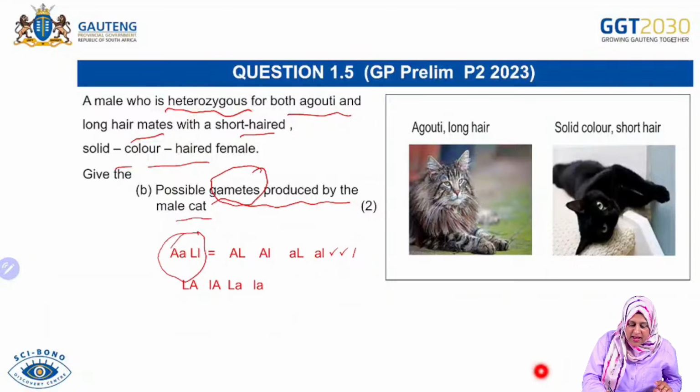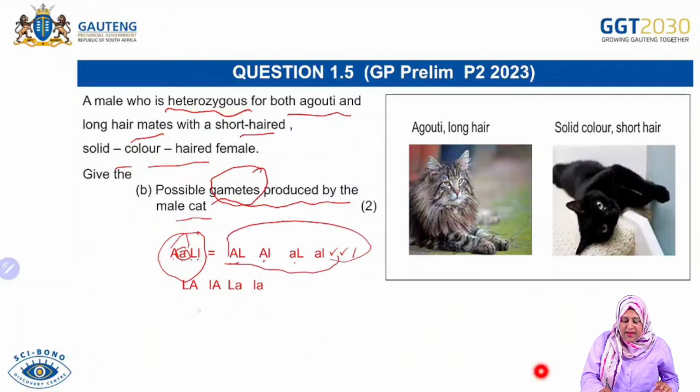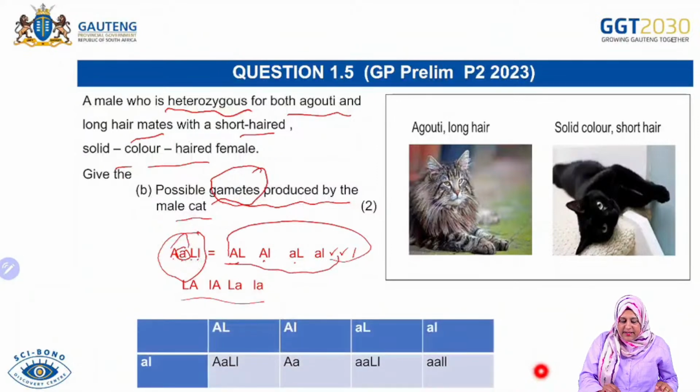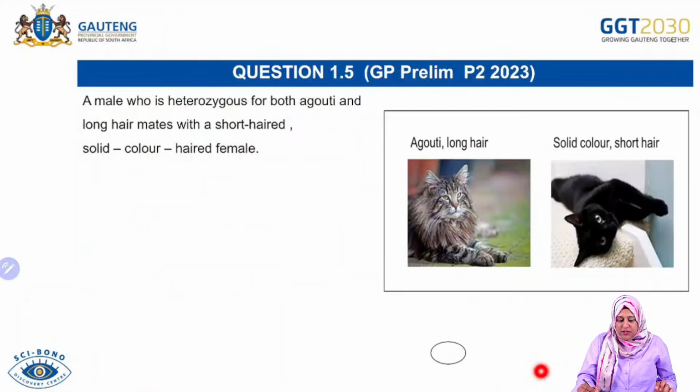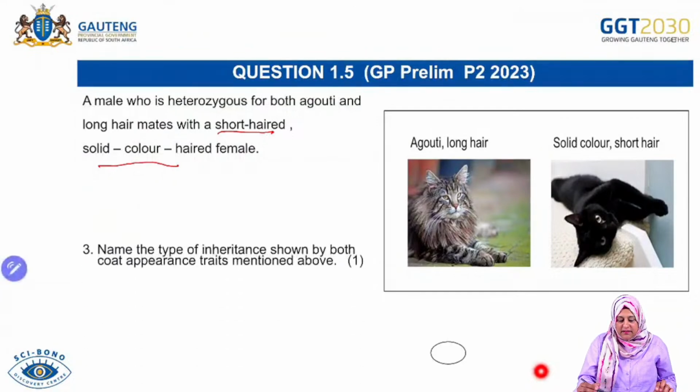So he will have capital A, capital L; capital A, small l; small a, capital L; and small a, small l. Okay, and that's where you'll get the 2 marks. These are the gametes for the male, or you could write it in the other way, that's fine. If you look here now, these are all the different gametes of the male. The female, these are her gametes there. Remember, she is a short-haired female, solid colored.